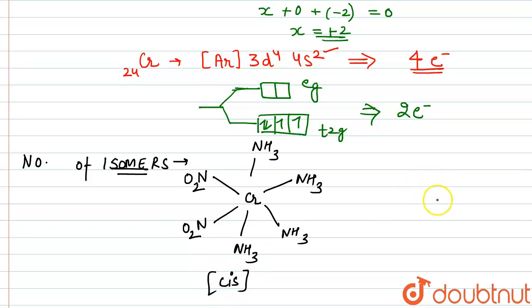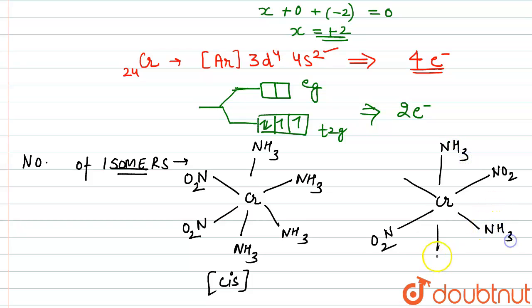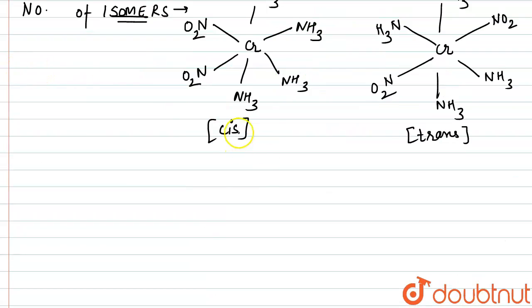Okay, and to draw the trans, now these NO2 will be kept diagonally like this. So now all we have is NH3, NH3, NH3 and NH3. Okay, so this is the trans structure. Now further moving on, this cis and trans was with respect to NO2. And this NO2 is an ambidentate ligand.